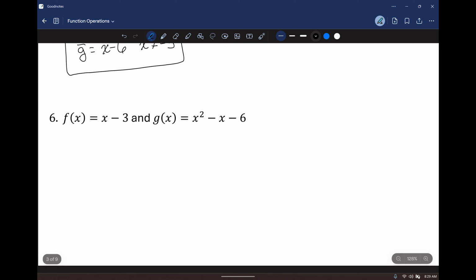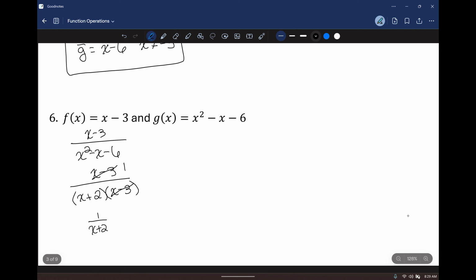All right, on number 6, again, f is going on top. g is going on the bottom. And I'm going to factor that denominator. Again, one positive, one negative, x and x. And what multiplies to make 6 that subtracts to make 1 would be 2 and 3. And I need that 1 in the middle to be negative. So 3 will be negative, 2 will be positive. I can cancel the x minus 3. That leaves me with 1 over x plus 2.